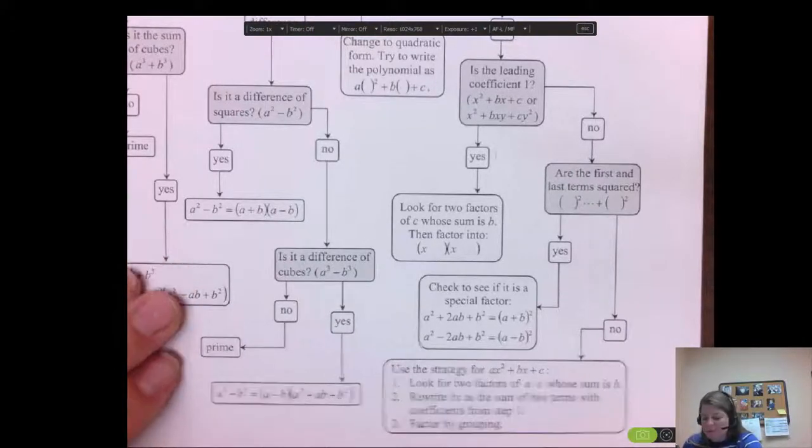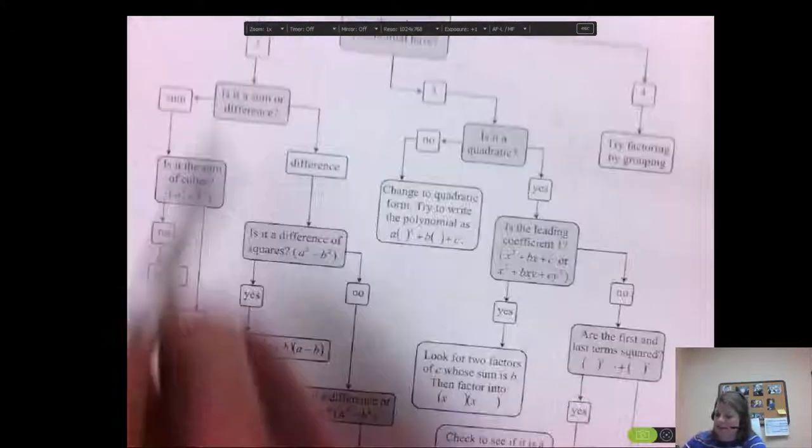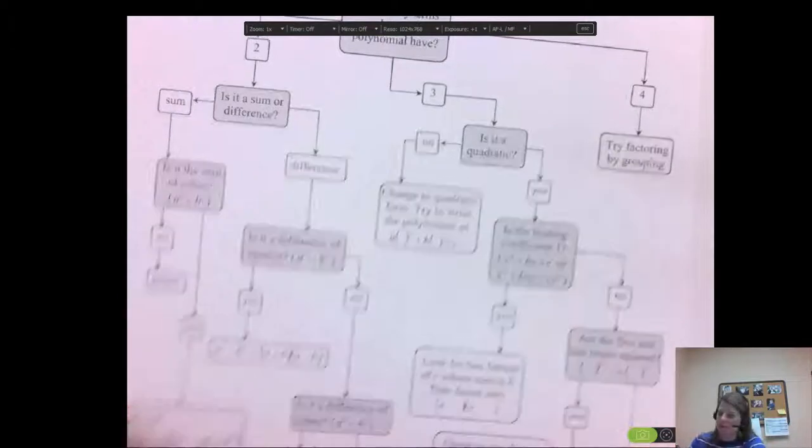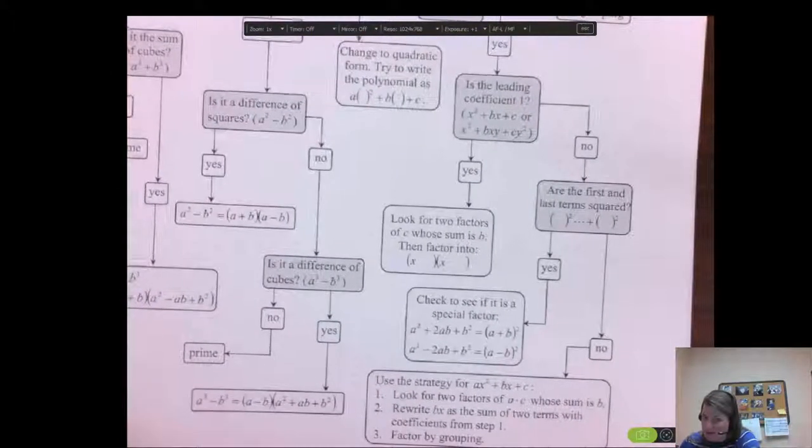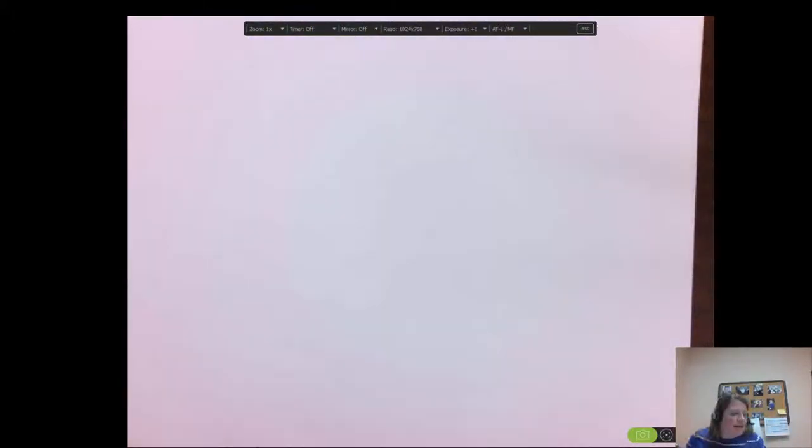Okay, so that's the general idea of factoring. You have to decide, does it have 2 terms, 3 terms, 4 terms, and from there you can work down. And all I did was, this is a factoring flowchart. I just Googled it. And I have probably a different one every time because I've Googled it many times.